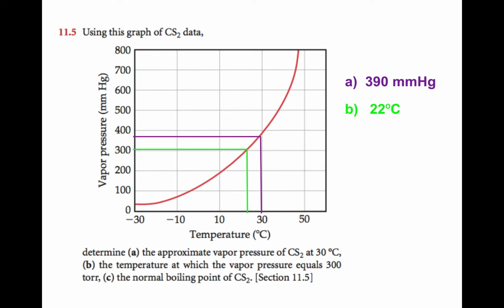And normal boiling point. All right, so we boil when the vapor pressure is equal to the atmospheric pressure, so normal is 760. So we're touching the line at 47 degrees Celsius roughly. So this molecule boils at 47 degrees Celsius.